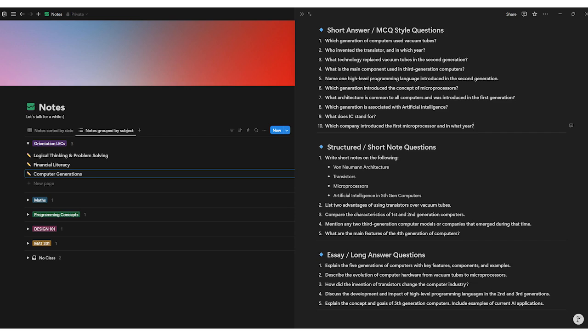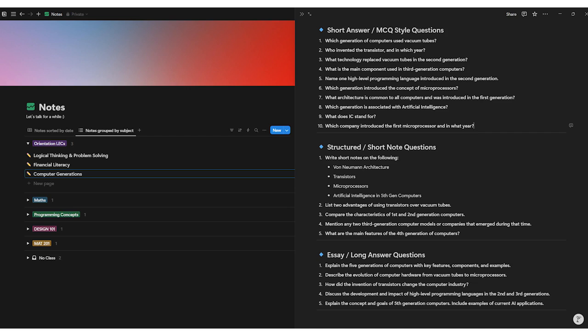I'm going to speak about a certain question. What architecture is common to all computers and was introduced in first generation? This is kind of an obvious question. Did I talk about it? No, I guess not. The architecture is von Neumann. Almost everyone knows about that.